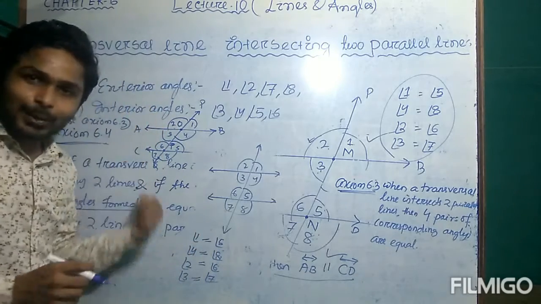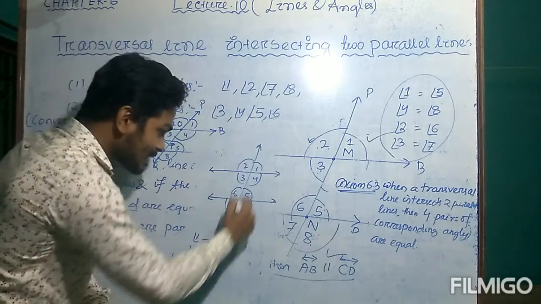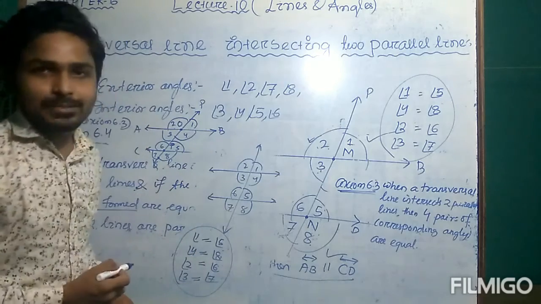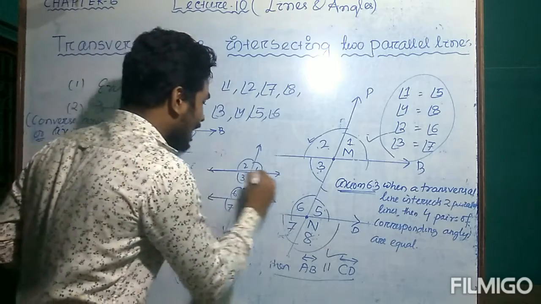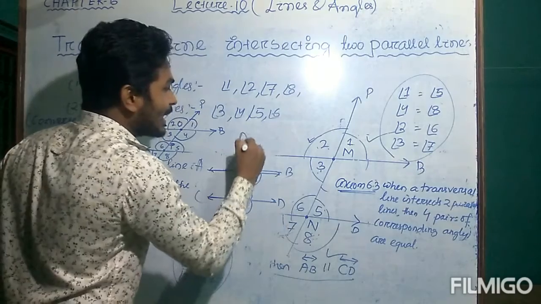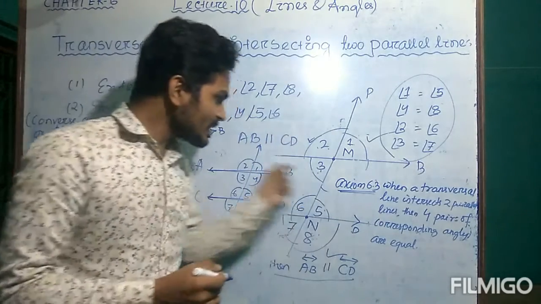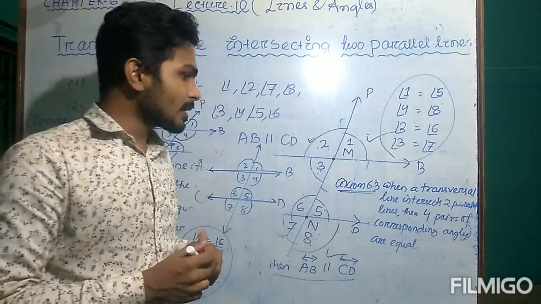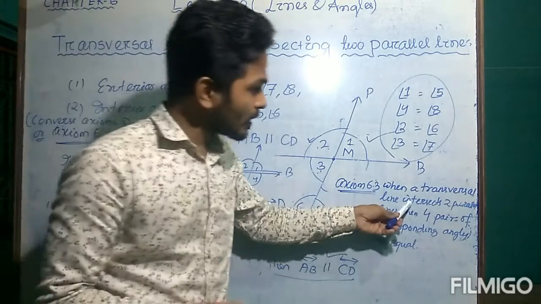Understood? Now, according to the axiom 6.4, what is that? That is given that if a transversal line intersects any two lines, then if this condition is satisfied, or if all the corresponding angles are equal, then you can write this line is parallel to this line. Okay? Then you have to write AB is parallel to CD. Okay? So this is the simple difference between 6.3 and 6.4. Both are converse to each other, right? One is the condition, another is the effect or result. Here this is the condition, this is the result. Here this is the condition, this is the result.